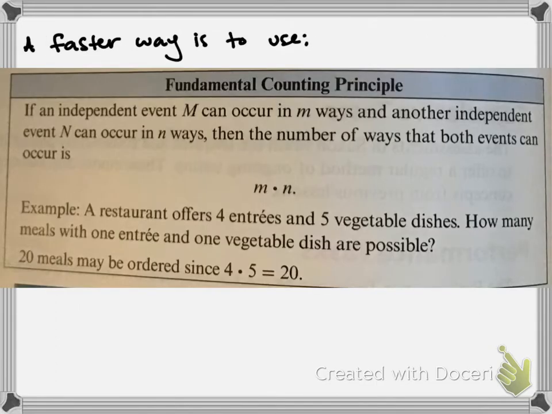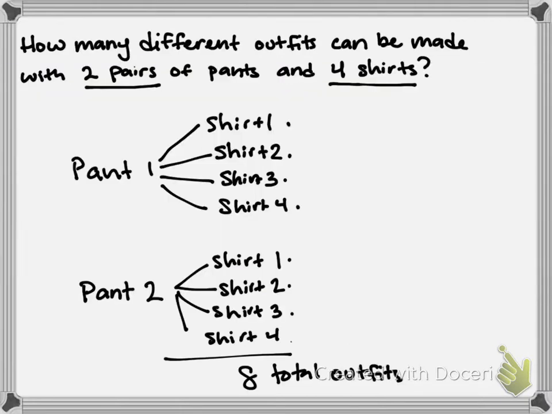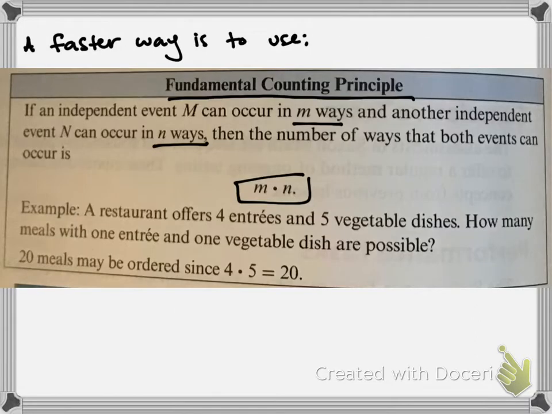All right, a faster way we can do this is something called the fundamental counting principle. If an independent event M can occur in M ways, and another independent event N can occur in N ways, then the number of ways that both events can occur is M times N. So in that example we just looked at, we have 2 pairs of pants and 4 shirts, and if we multiply those together, we get 8 outfits, right? No tree diagram needed.